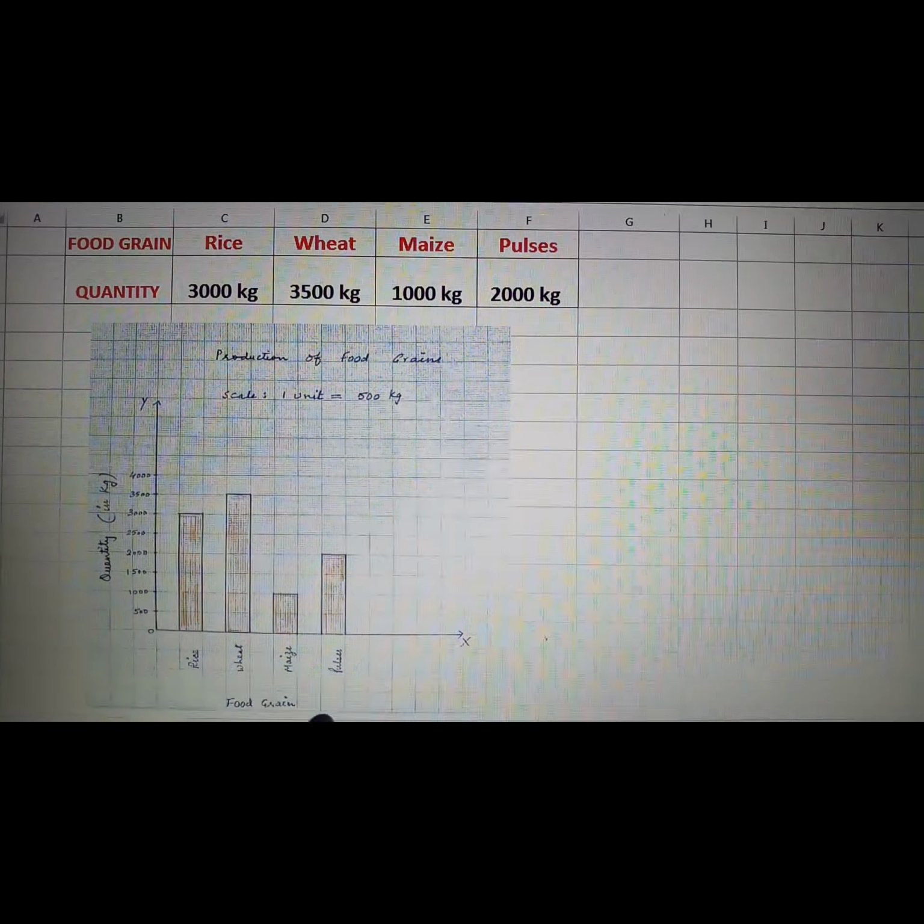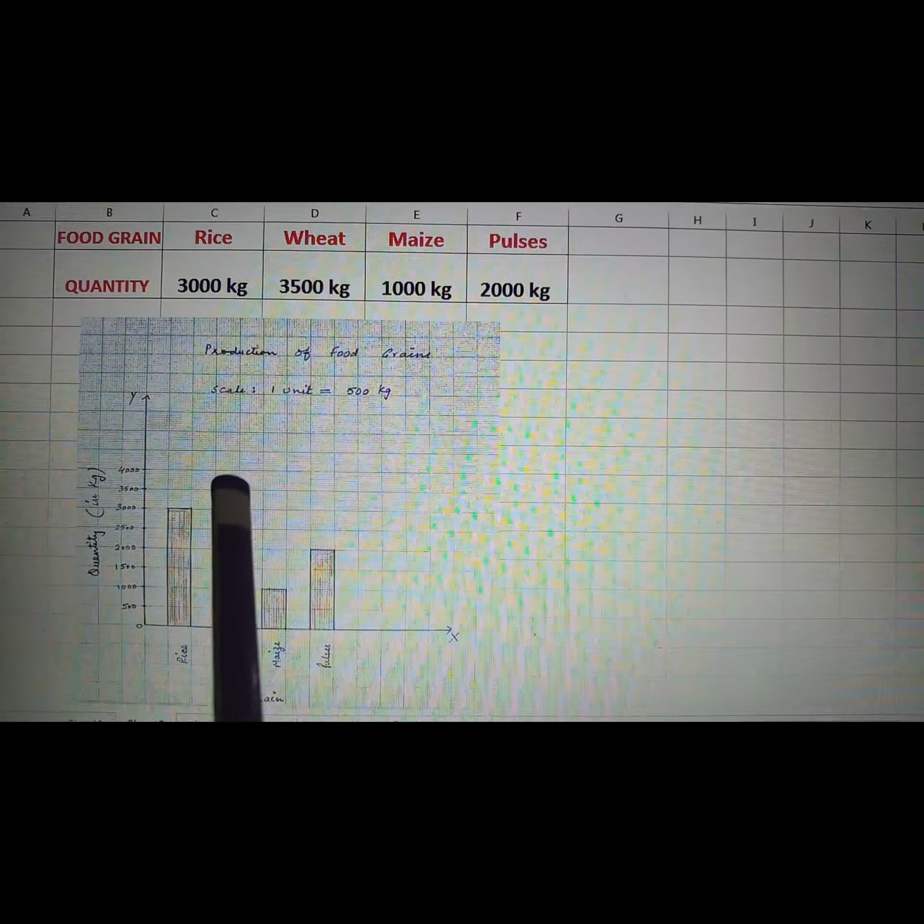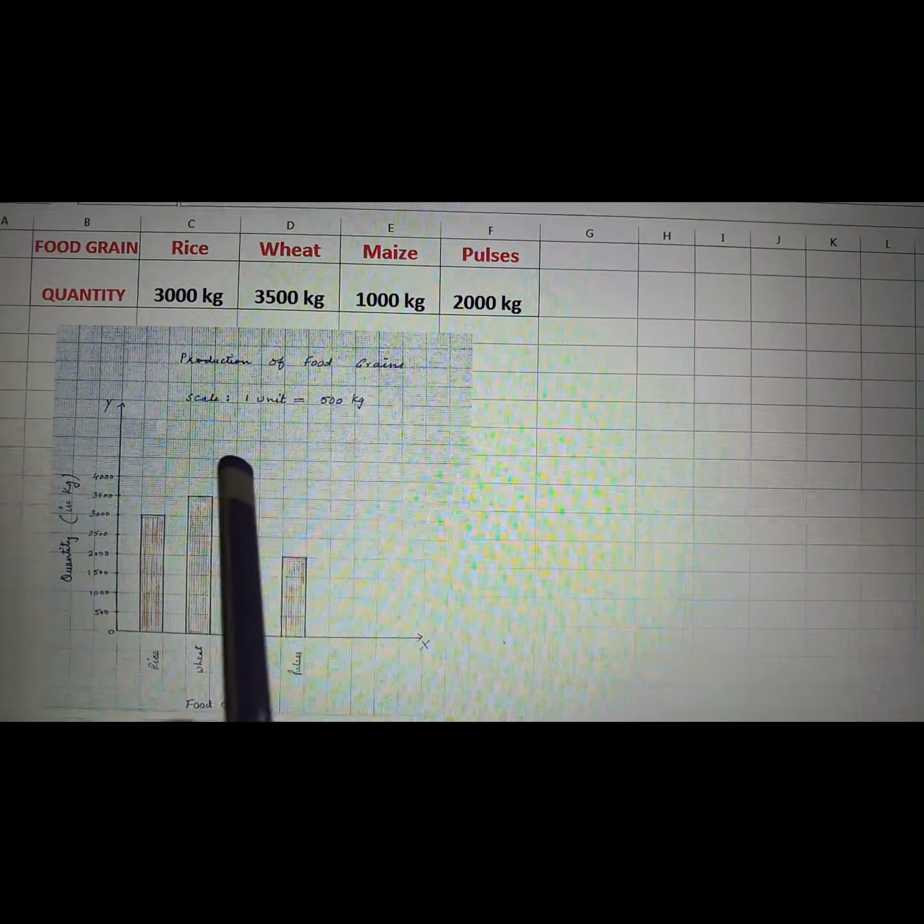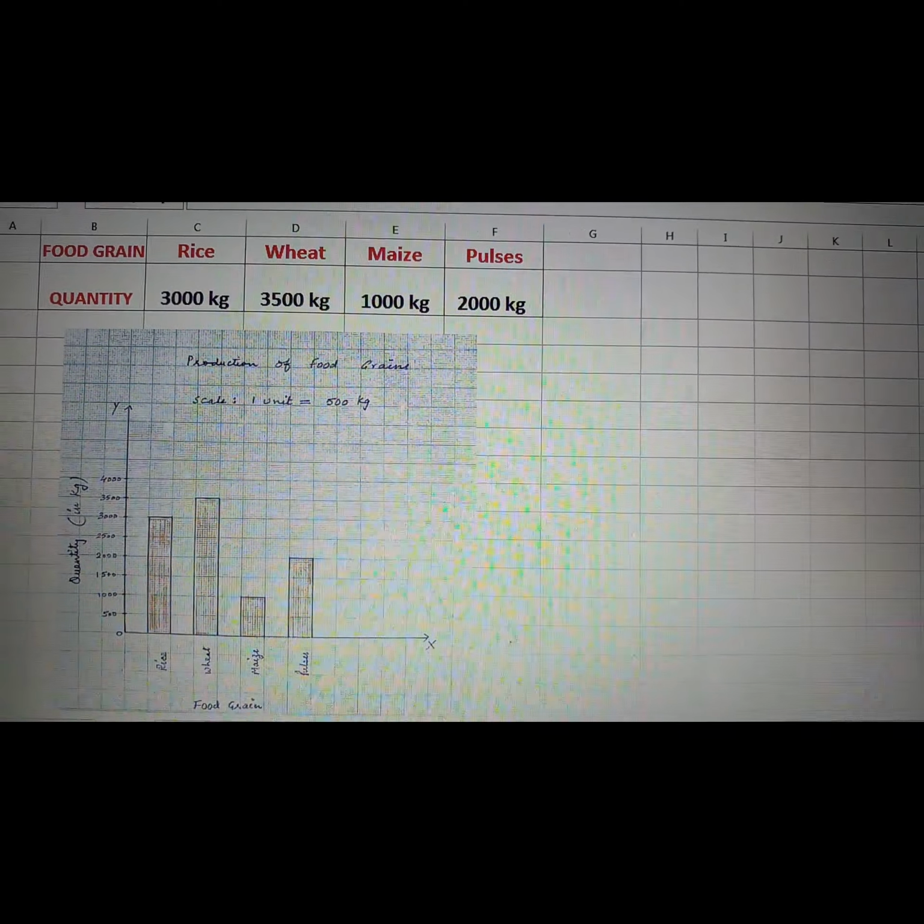Write down food grain here and quantity in kg. Give title to the bar graph, production of food grains and write down scale, 1 unit equal to 500 kg.